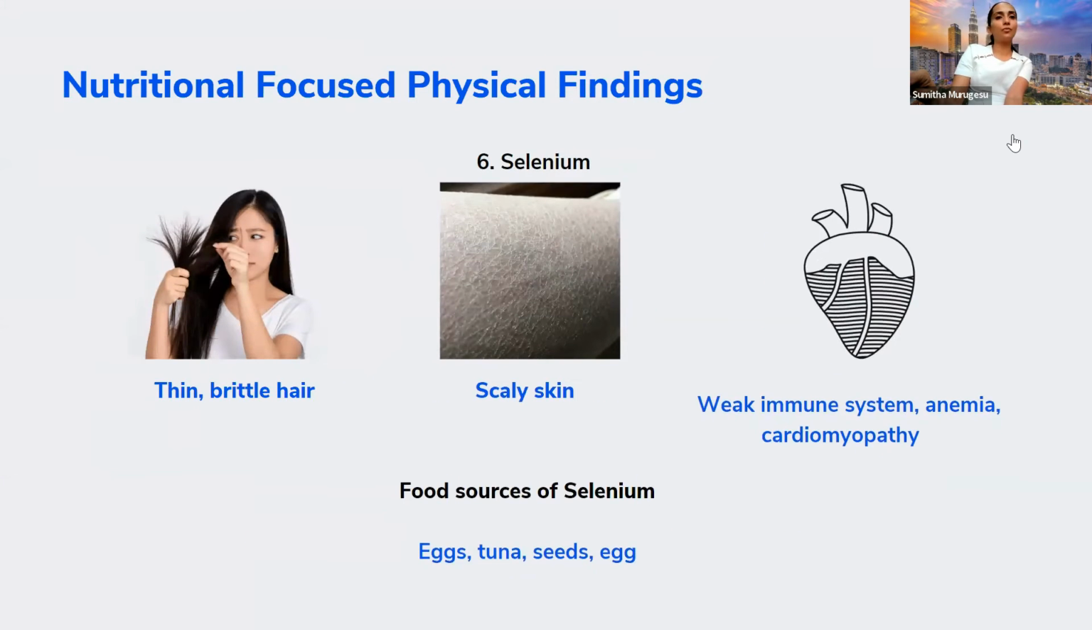Selenium deficiency is rare. It can be characterized by thin and brittle hair, scaly skin, and rarely cardiomyopathy, a weak immune system, and anemia. Below are the food sources of selenium: eggs, tuna, and seeds.